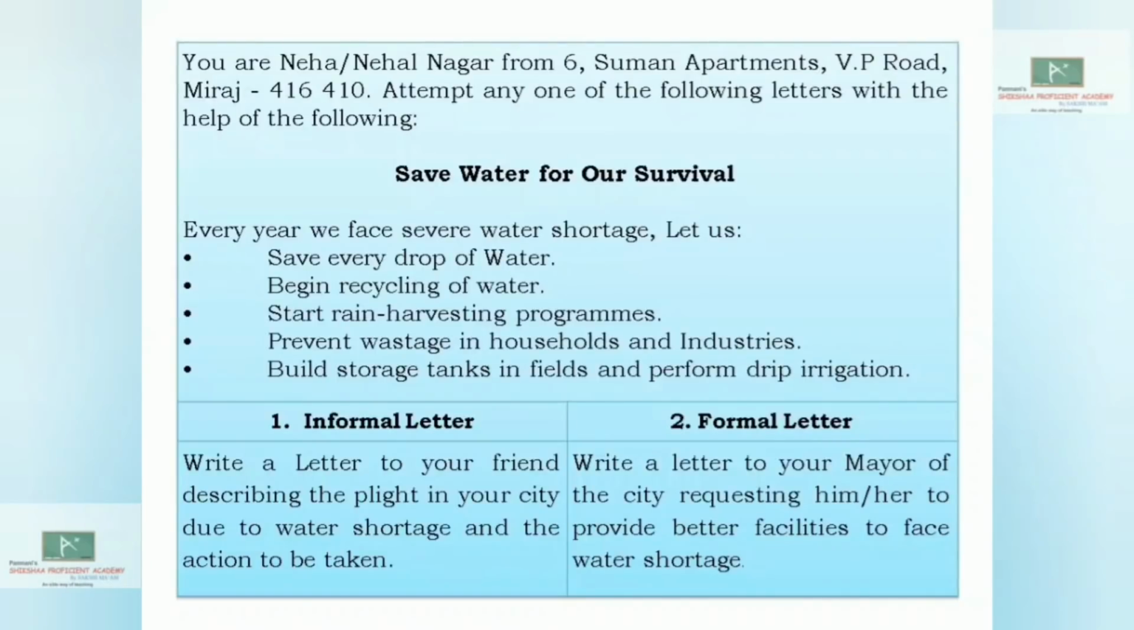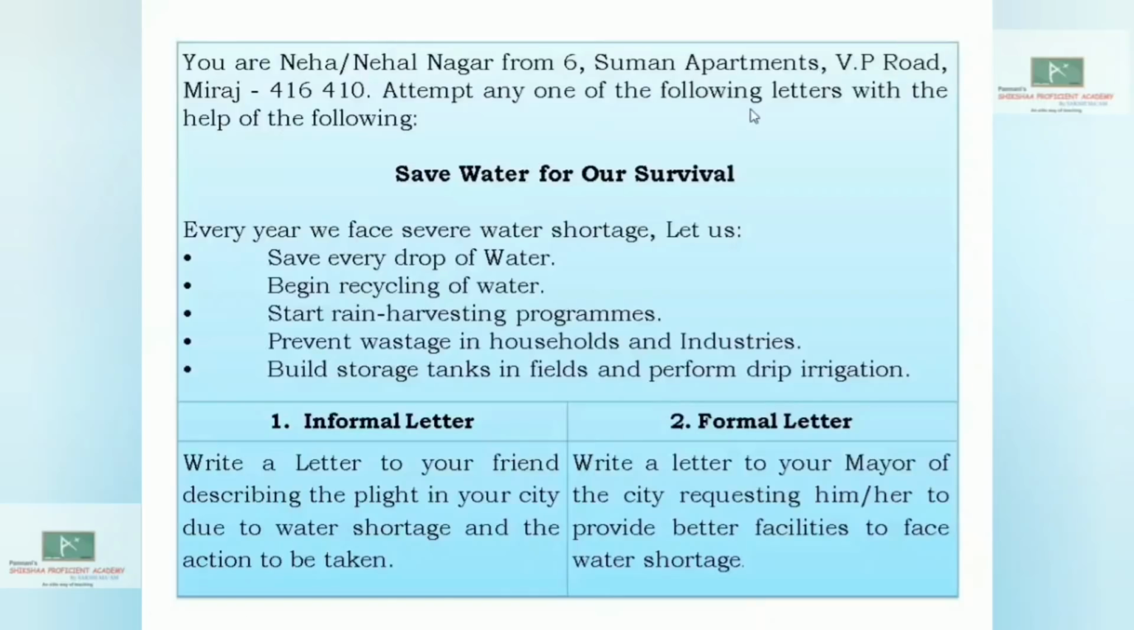So that's our example number 1. Here we are given a situation. We are also given some key points and background, and on the basis of those we are given 2 options, informal letter and formal letter. So let's read the question now. You are Neha or Nihal Nagar. We have to imagine we are either Neha or Nihal Nagar from 6 Suman Apartments, VP Road, Miraj 416410. So we have also been given the address. In the place of sender's address, we will write this part.